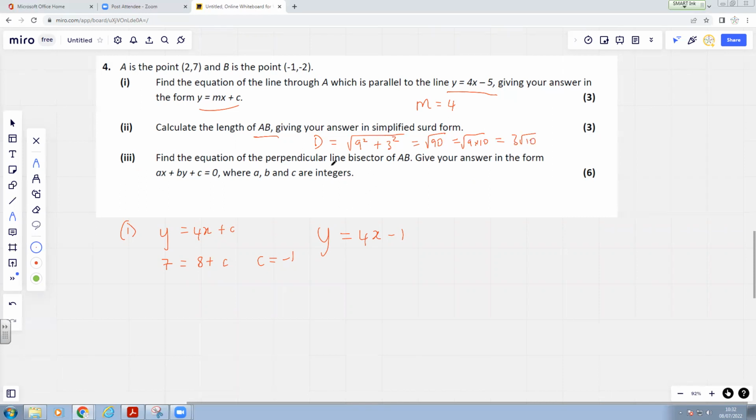Okay, find the equation of the line of the perpendicular bisector of AB. So if you need a perpendicular bisector of AB, well, you need the midpoint, and you need the gradient to find the perpendicular gradient, because the perpendicular bisector should go through the midpoint and should be at right angles to the original line. If you see what I mean, that's a perpendicular bisector. So firstly, let's find the midpoint.